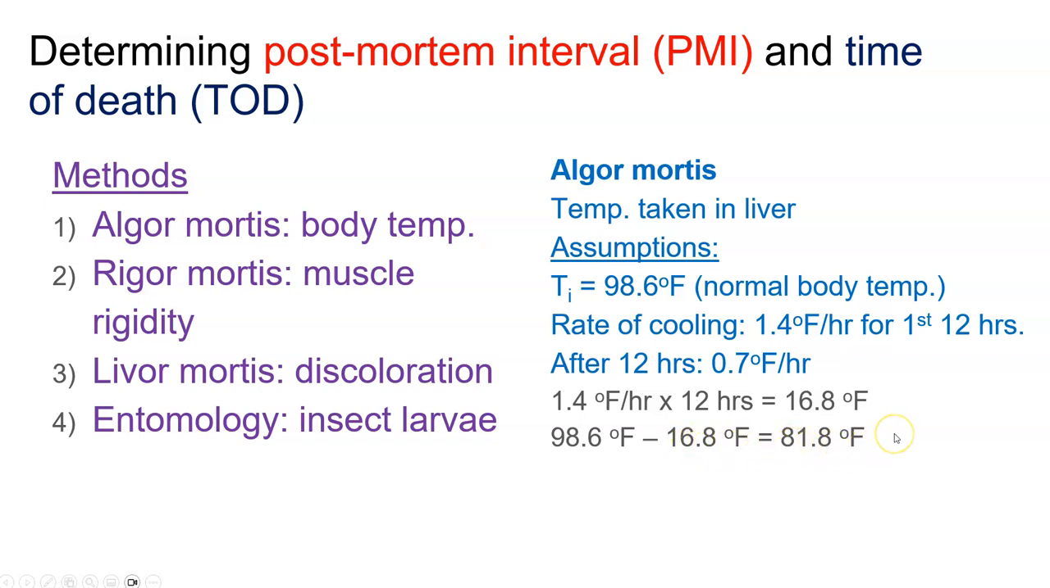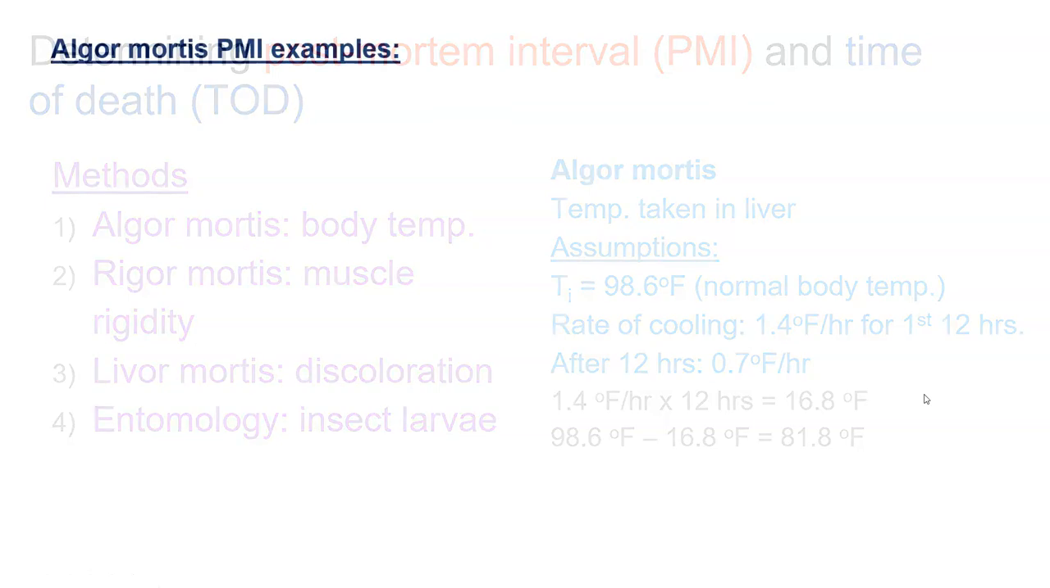degrees Fahrenheit. The reason that's important, and the reason that makes our lives easier, is because above 81.8 degrees Fahrenheit means that that body has not been dead for more than 12 hours, and so we don't have to worry about this second rate of 0.7 degrees Fahrenheit per hour. If it's below 81.8, then we have to worry about a second rate of cooling. So let's take a look at what we're talking about here.